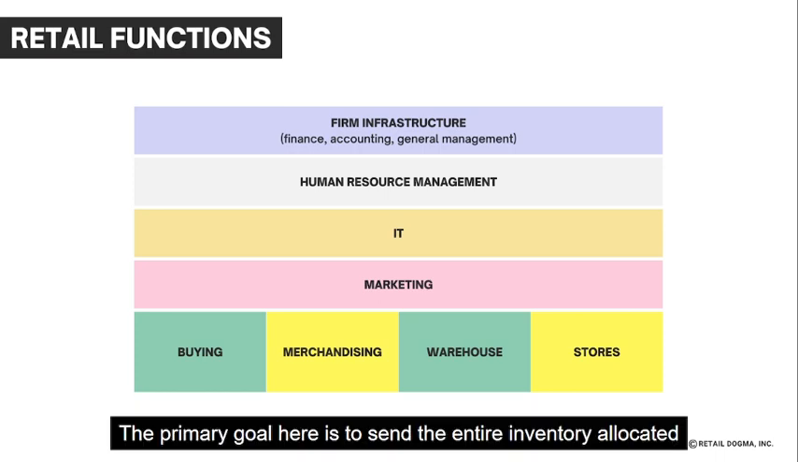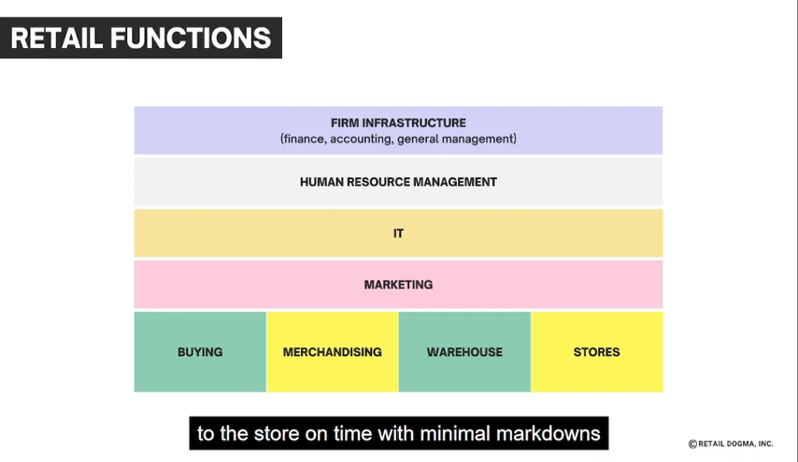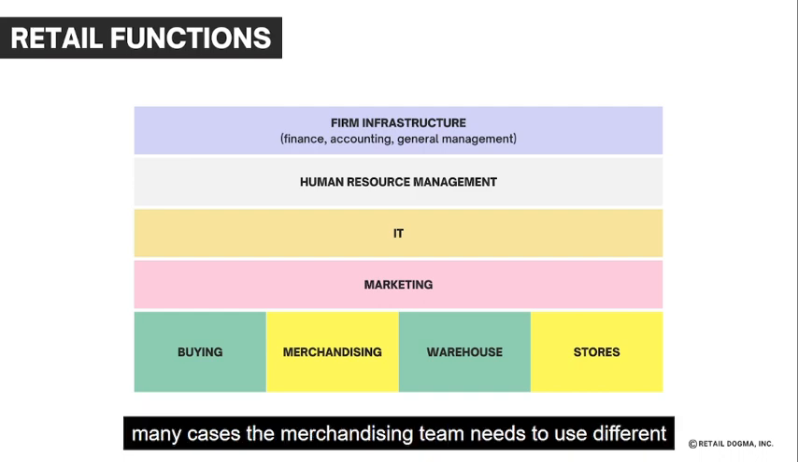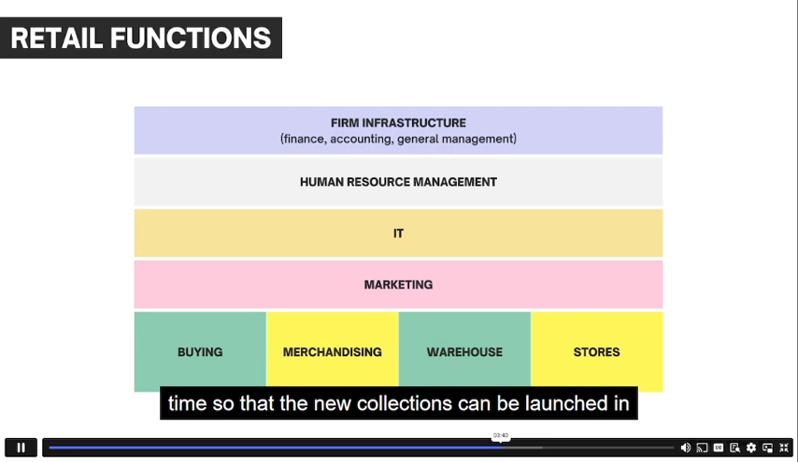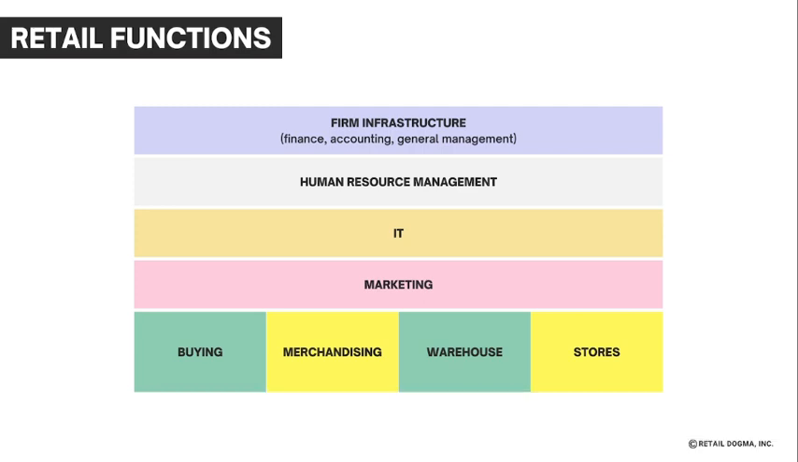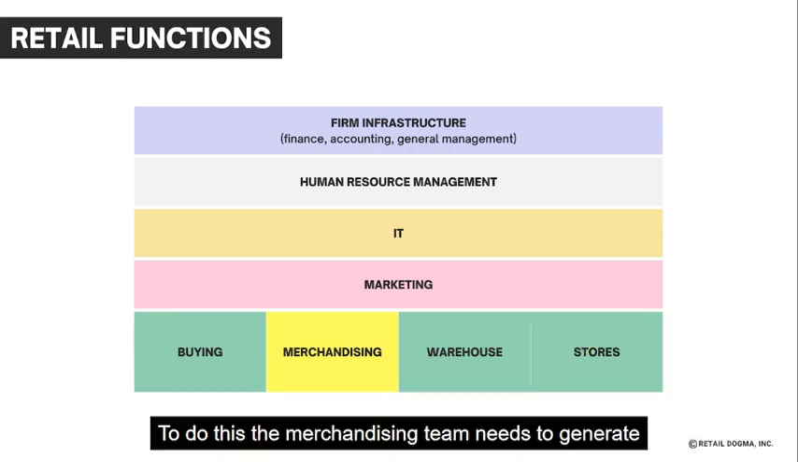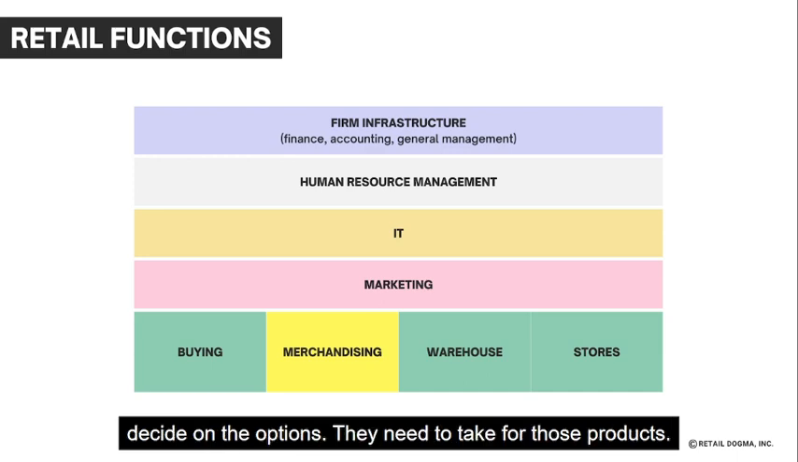The primary goal here is to sell the entire inventory allocated to the store on time with minimal markdowns if possible. This goal, however, is not always obtained, and in many cases the merchandising team needs to use different strategies to accelerate selling the merchandise on time, so that the new collections can be launched in the stores also on time. To do this, the merchandising team needs to generate and monitor certain reports on a regular basis to see what's selling and what's not selling, and to decide on the options they need to take for those products.